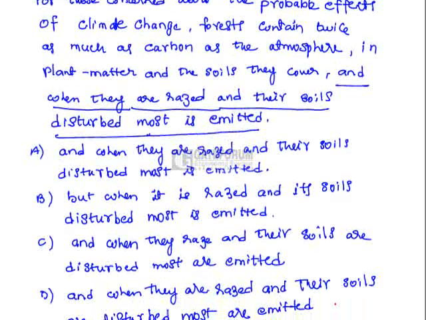B. But when it is raised and its soil is disturbed, most is emitted. Now the question is the conjunction "but." Whenever there is a contrast, that means two opposite things are being compared, then we can use "but." Here there is no such contrast, so "but" is an unwanted word. So, B is not the answer.